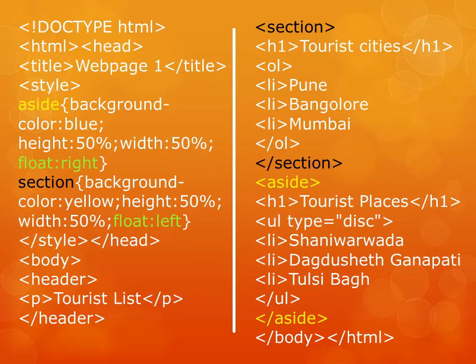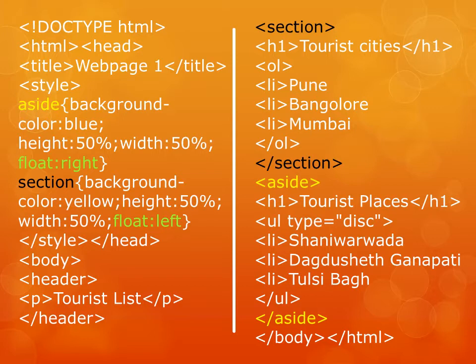That is background color equal to blue, and the height and width of that section, that is 50% height and 50% width, among the total web page, which is 100%. Here we are using 50% height and 50% width for the aside tag, and the background color is blue. Then float equal to right.